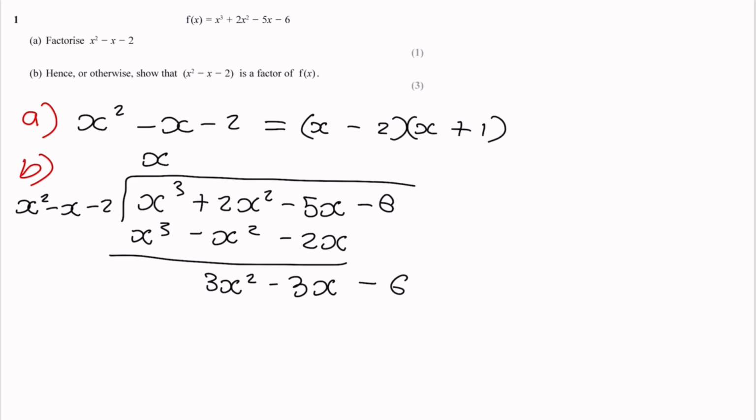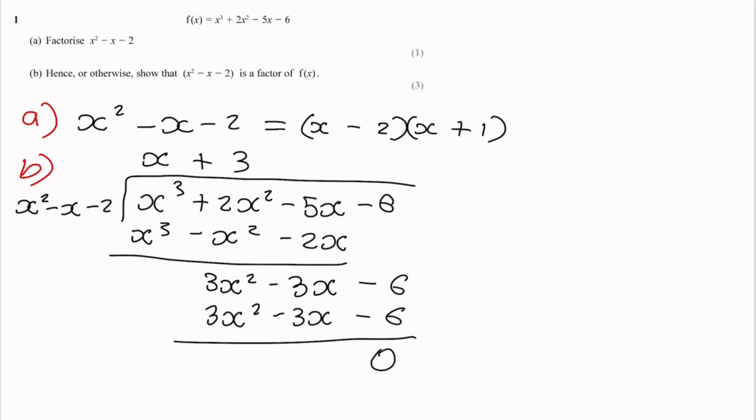And then how many times does x squared go into 3x squared? Goes in 3 times. So then we do 3 times the whole expression on the left, so we're just repeating again. So 3 times x squared is 3x squared, 3 times minus x is minus 3x, and 3 times minus 2 is minus 6. So there is no remainder, which shows x squared minus x minus 2 is a factor, because we would just multiply it by what we've got up here, which is x plus 3.